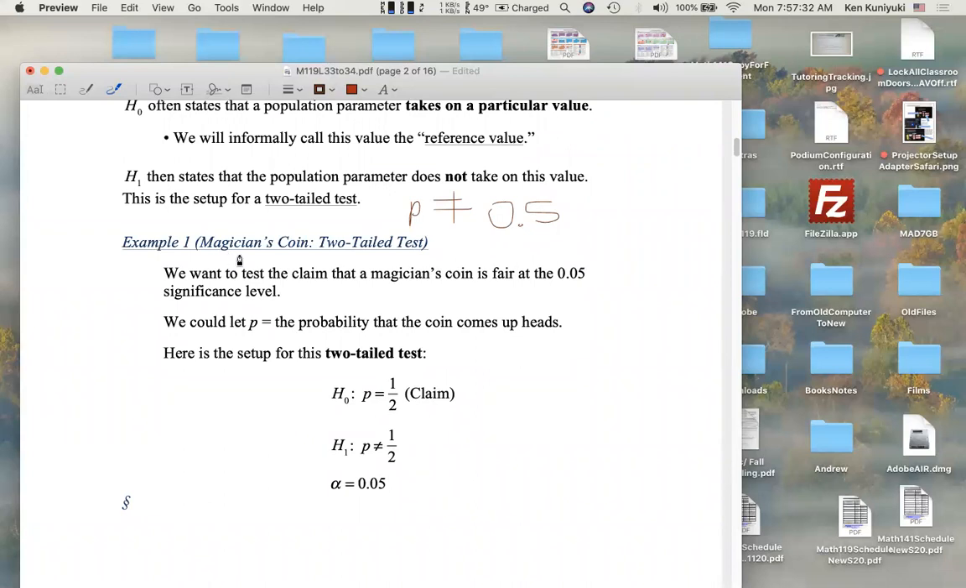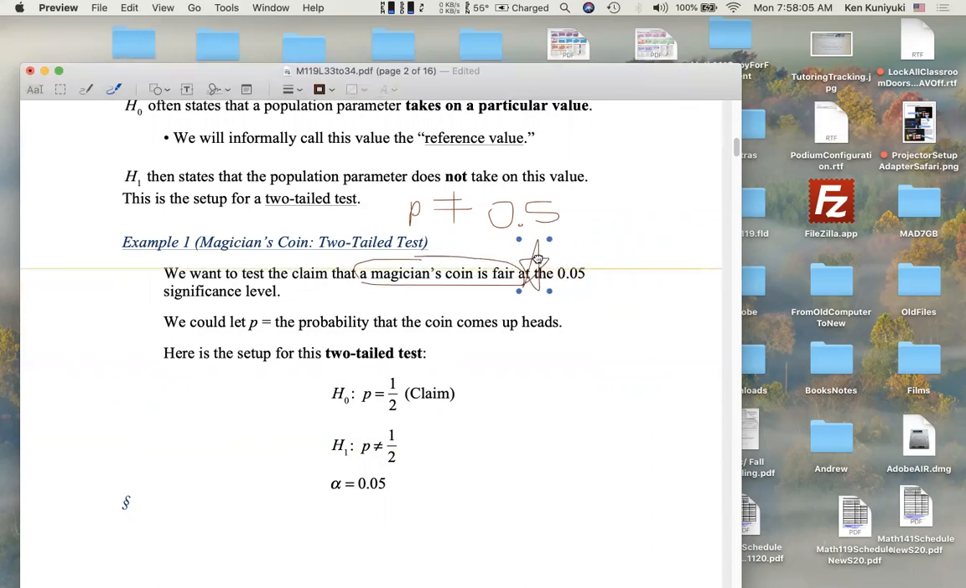Example 1, the magician's coin. We want to test the claim that, and you might even want to circle this, a magician's coin is fair at the 0.05 significance level. I'll star this. If you're rushing at the end of an exam and you have to write the claim really quickly, maybe put a star there. It's like copy paste. The magician's coin is fair.